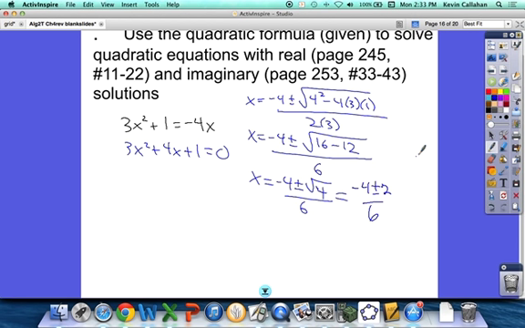You do it twice, right? You do this operation once with the plus and once with the minus. Right? The negative 4 plus 2 over 6 is negative 2 over 6, which is negative 1/3. The negative 4 minus 2 over 6 is negative 6 over 6, which is negative 1.